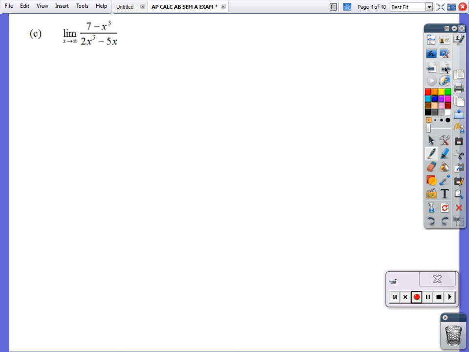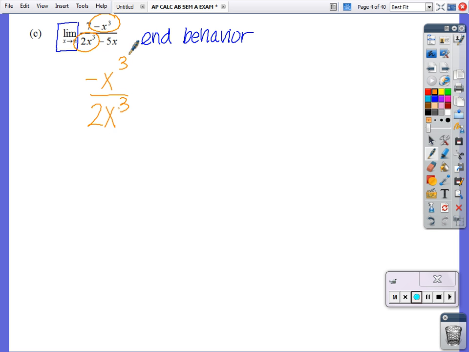Letter C, in this case, looks very similar to A, but now you're going to be doing x goes to infinity. And this is one where we would be looking at end behavior and not a specific value. So in 1A, we took the limit as x goes to 3. Here we're going to be taking an end behavior. End behavior is nice because you can circle the highest power in the numerator and the highest power in the denominator, and then simplify. You get negative 1/2. Because it's simplified completely, that will be our limit, negative 1/2.